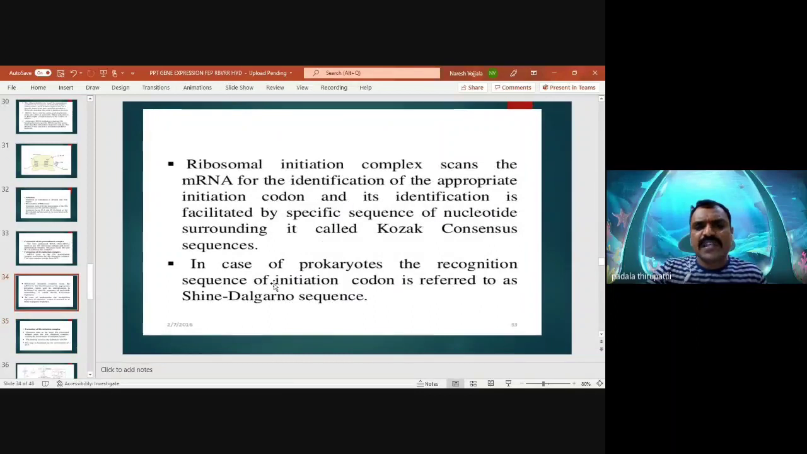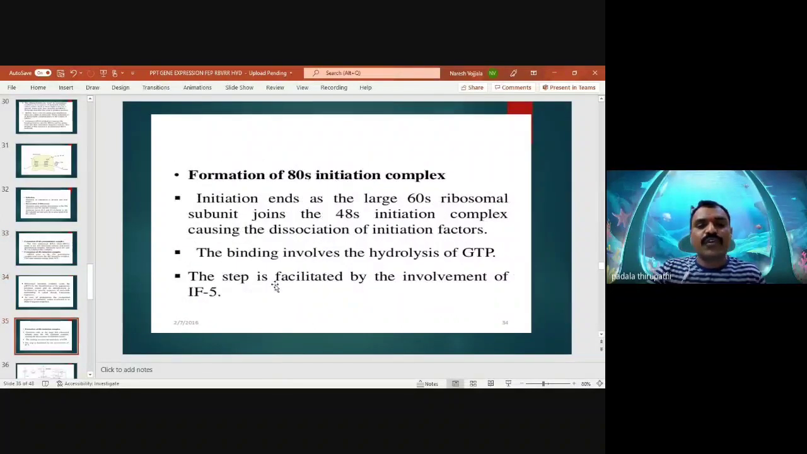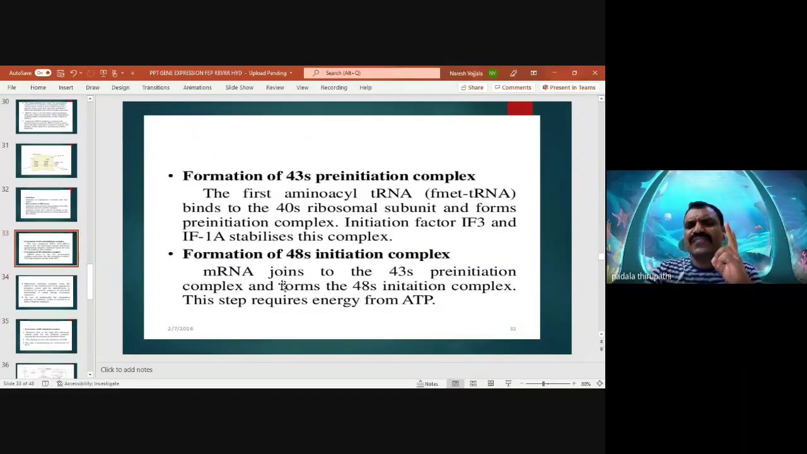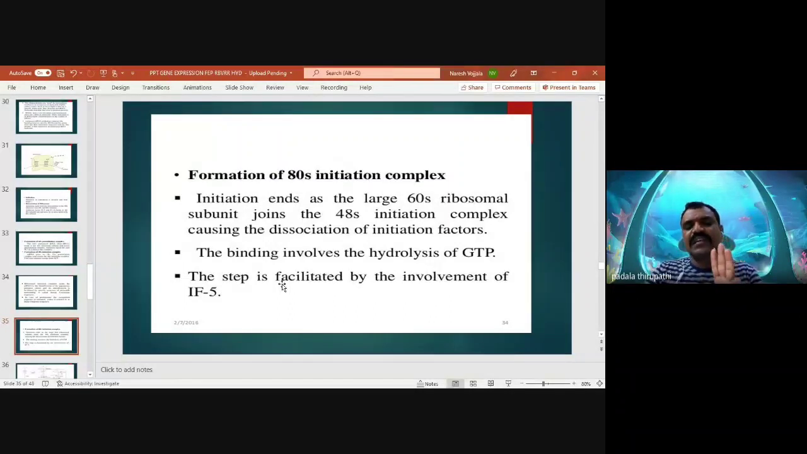In the first step, two factors are observed, my dear friends, that is IF3 and IF1A. The fourth step is facilitated by IF5, initiation factor 5. So here three factors we remember, my dear friends: IF3, IF1A and IF5. These are the three factors involved in the initiation step.